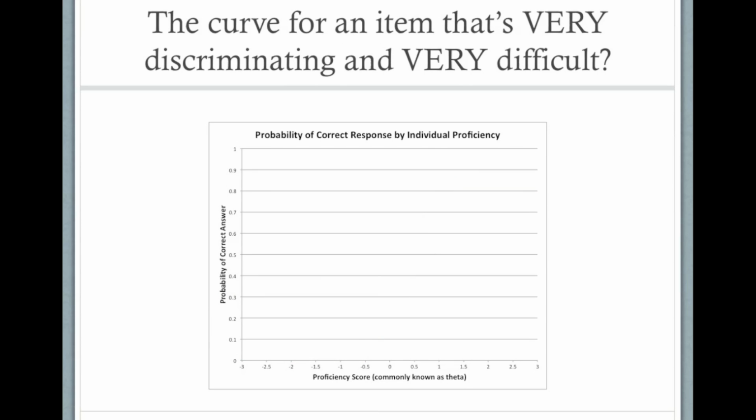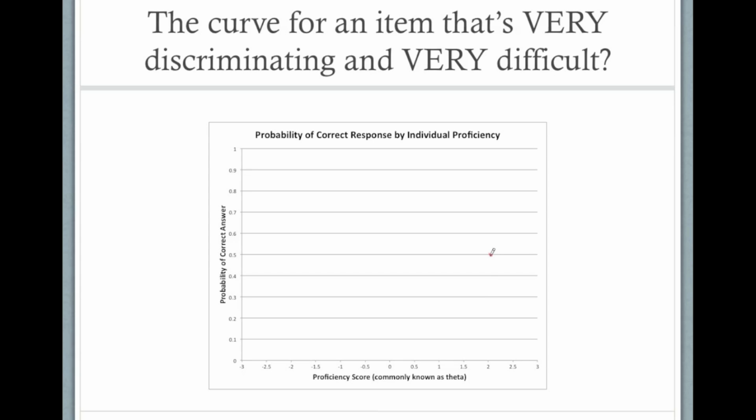Let's do some practice together. Let's draw a curve for an item that's very discriminating and also very difficult. So let's start with figuring out very difficult. So we said more difficult is over here to the right. And so maybe let's say that very difficult means that you need to have a proficiency score of 2 to have a 0.5 probability of answering the item correctly.